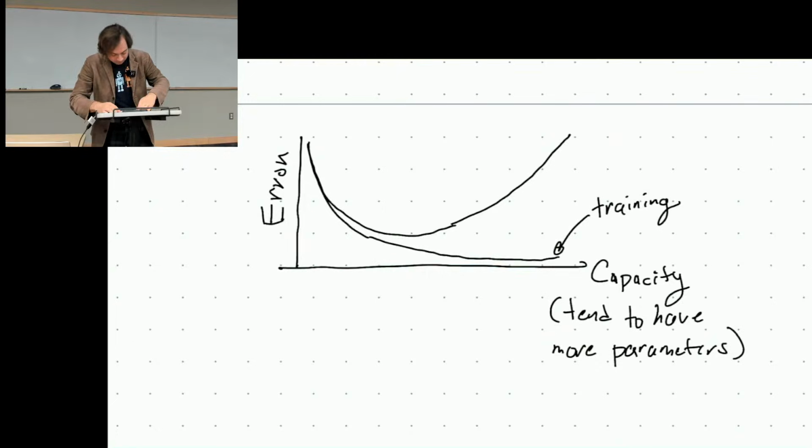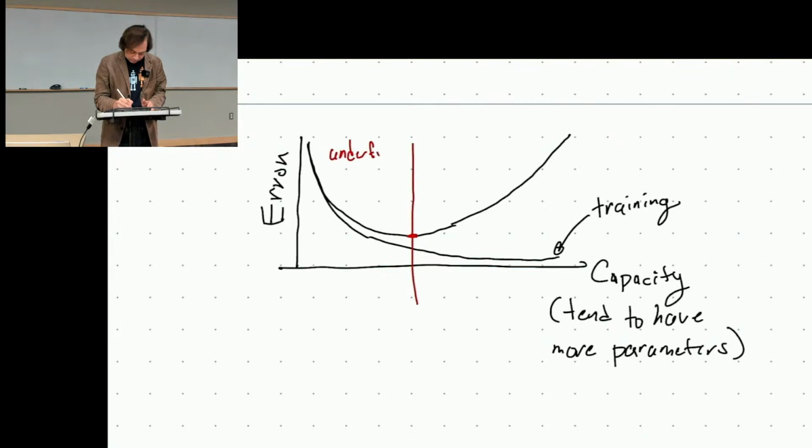So right at the bottom of this curve, that's a good model. On this side we have an underfit, and on this side we have an overfit. This is the sweet spot. This is what we are shooting for, the best generalization we can.